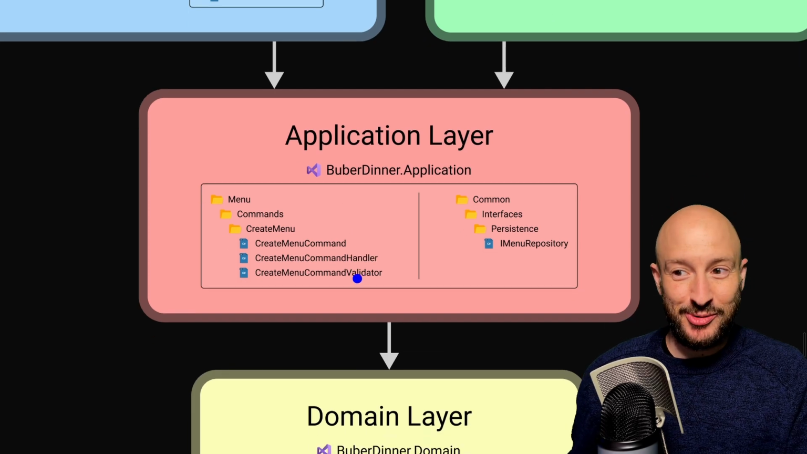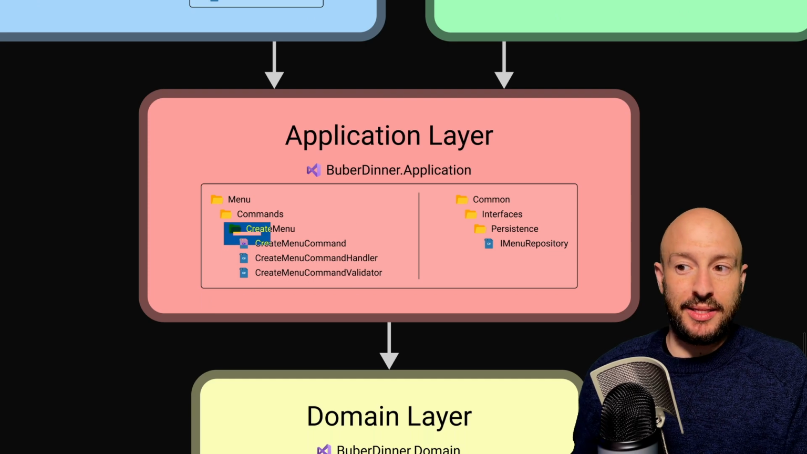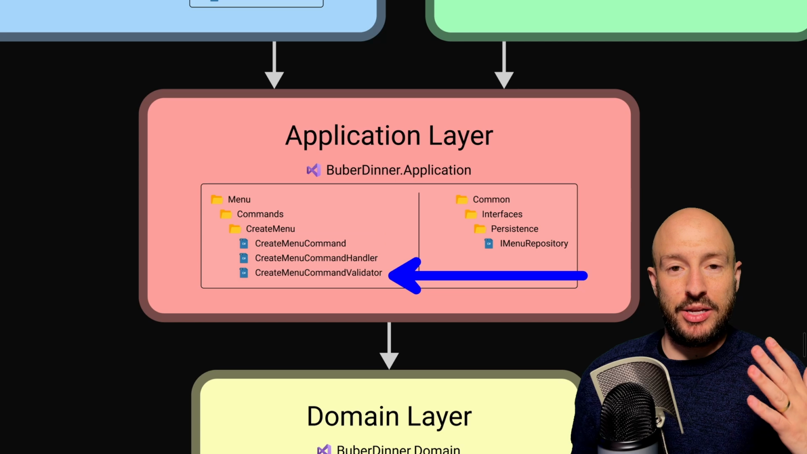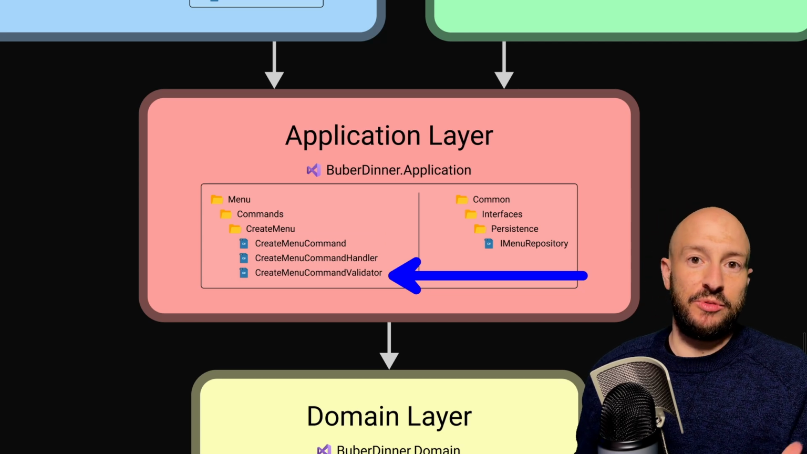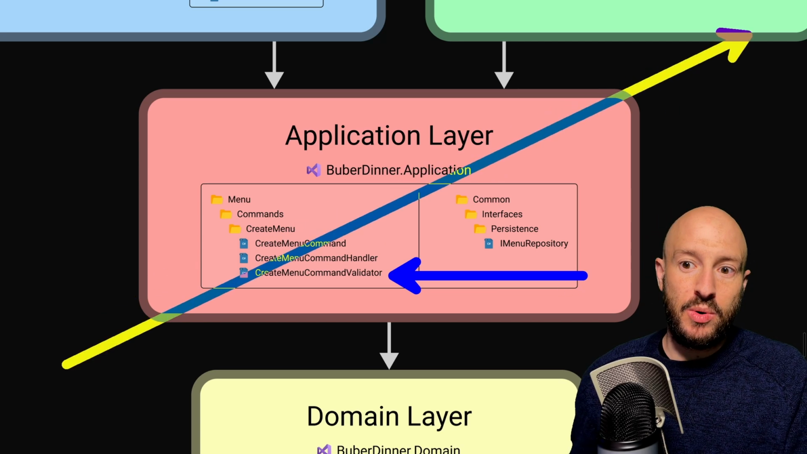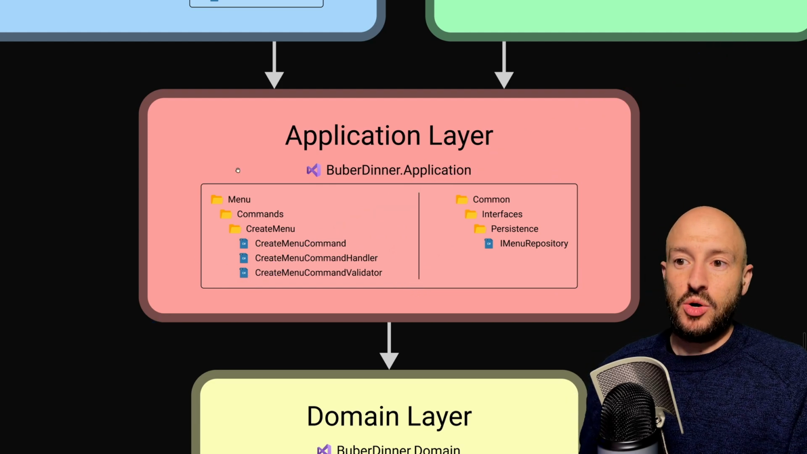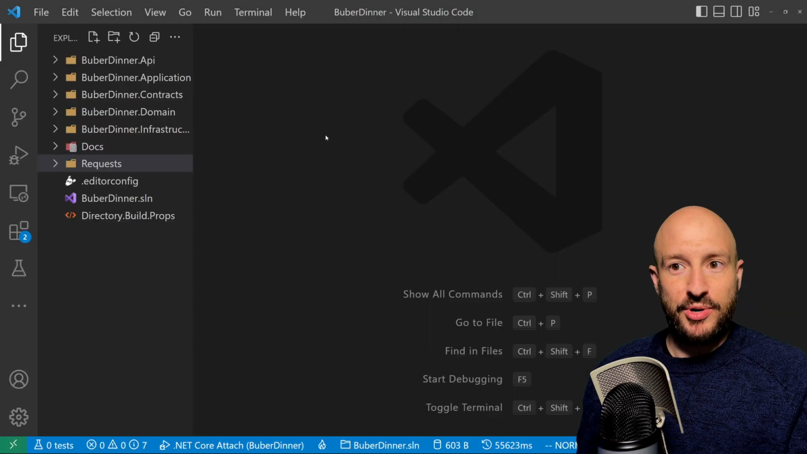So again, what we have is we implemented the command and the command handler, and we're still missing the create menu command validator. This is using FluentValidation. If you haven't watched the video, then I'll link it over here so you can catch up and come back to this part. So let's do that now. This should be pretty quick.